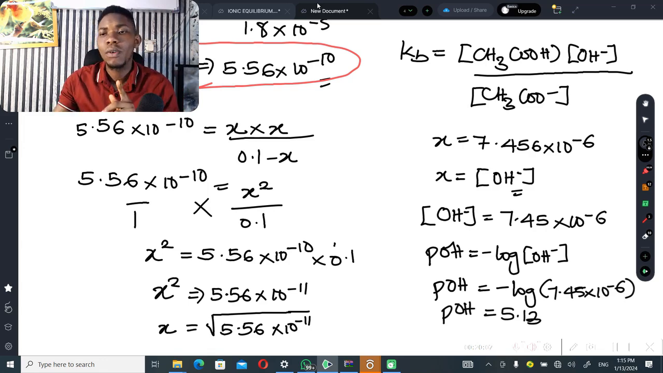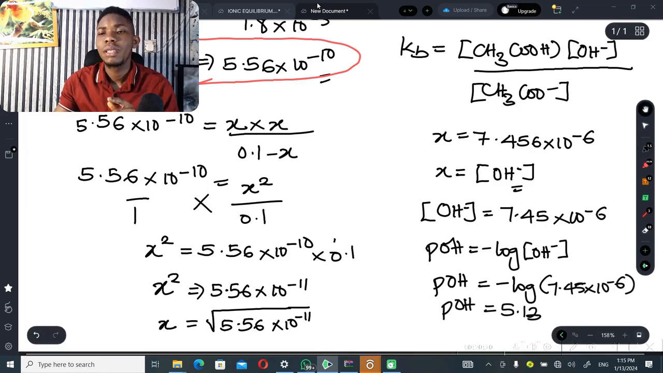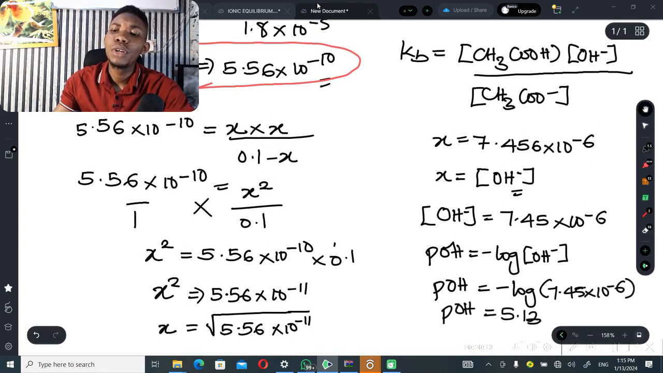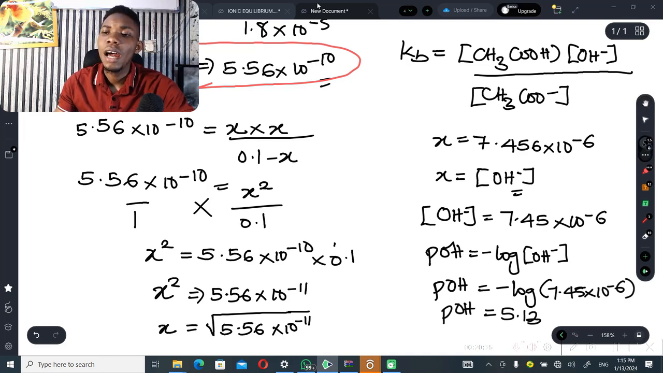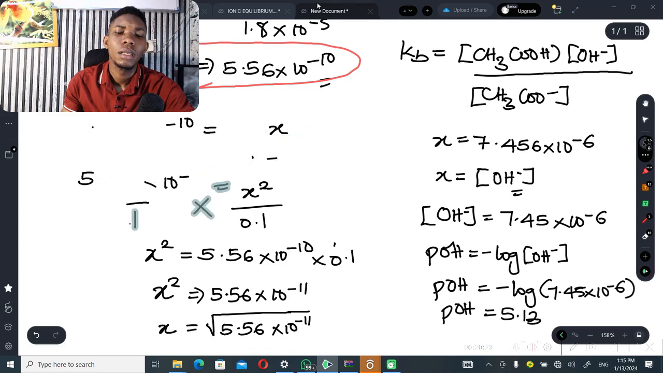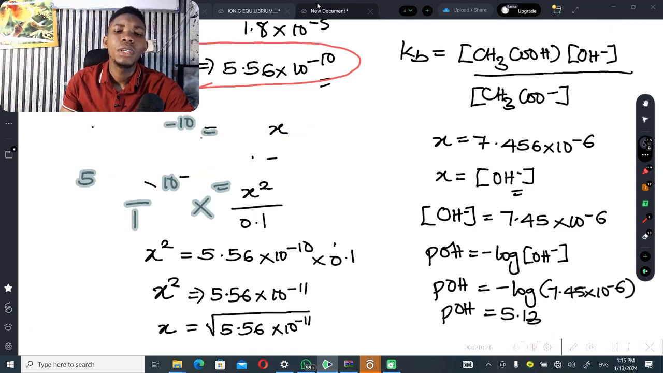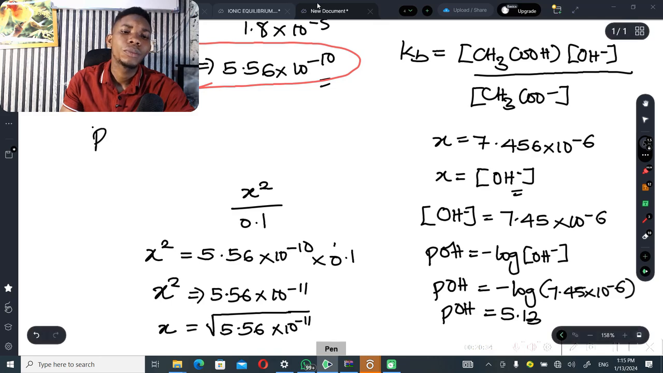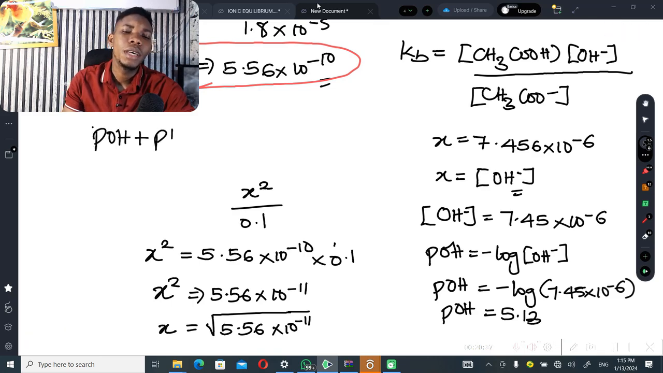Now, what you are going to do for me is to tell me the pH. How do we get the pH? Every one of you know how we can get the pH, right? Let me erase this part of the board so that we can solve here. How do we get the pH? Have we gotten the pOH? Now we can say that pOH, for what we know, plus pH is equal to 14. So pH will be 14 minus the pOH.